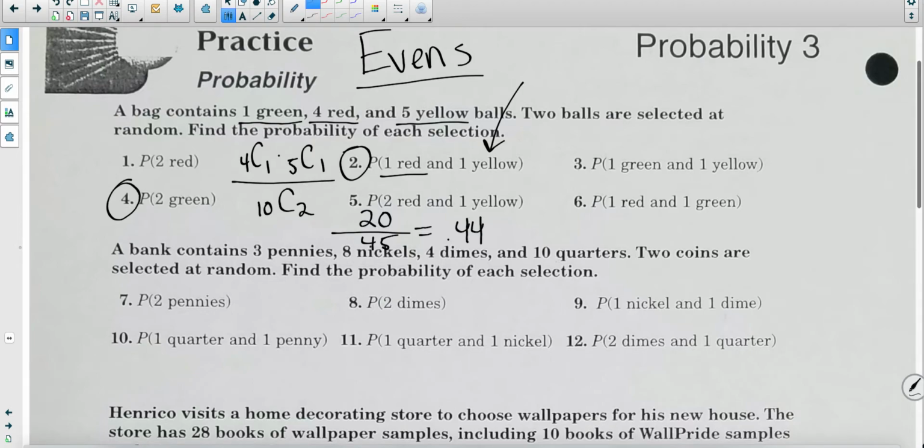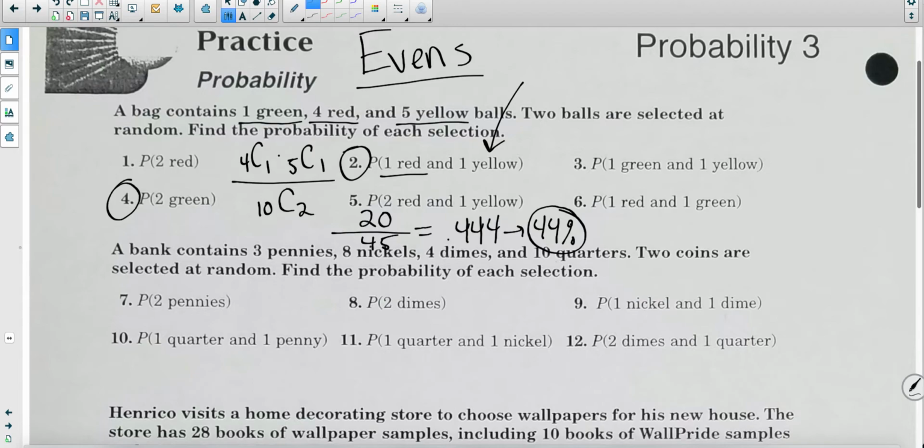Okay, and we could have left it as 20 out of 45 and simplified it down. If we leave it as 0.444, that's about 44%, okay? Either way you would like to express that, it's not specified exactly how you want to do it, okay?